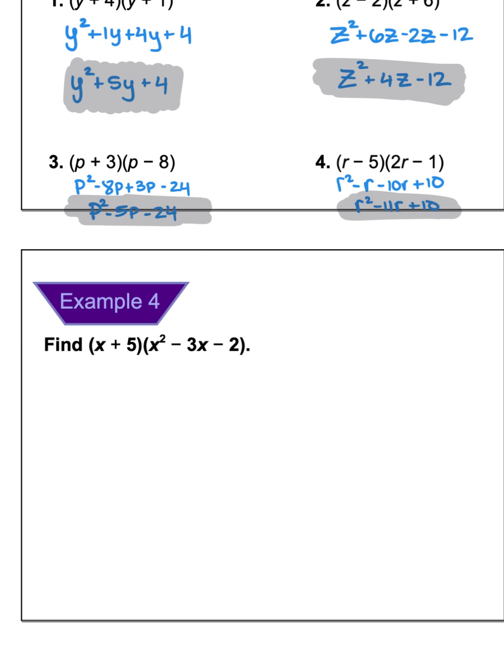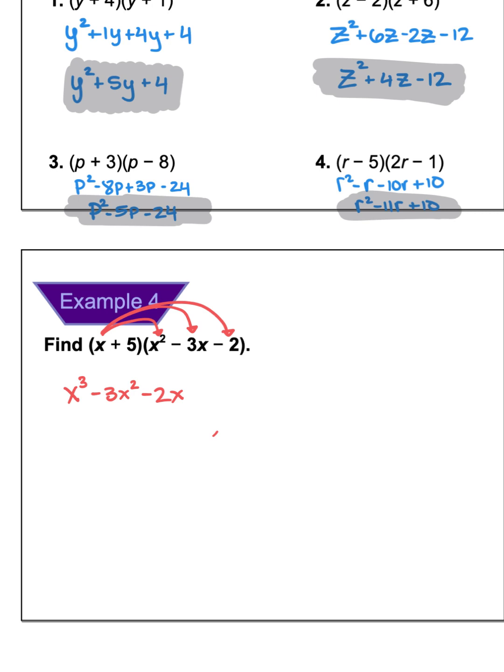X and 5 need to get multiplied by all three sections, or all three terms, here in the second set of parentheses. So I'm going to take x and multiply it by x squared, which is going to give me x to the third power. Then I'm going to take x and multiply it by this middle number, negative 3x, which is going to give me negative 3x squared. And I'm going to multiply x times this last one, negative 2, and get negative 2x. So I took x and multiplied it by all three terms. I had to distribute it to everything inside the parentheses there.